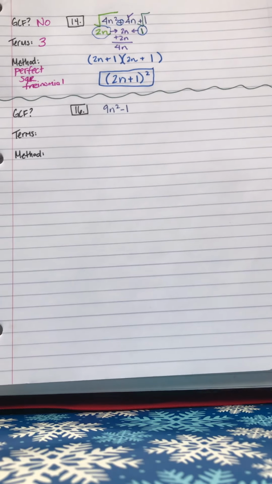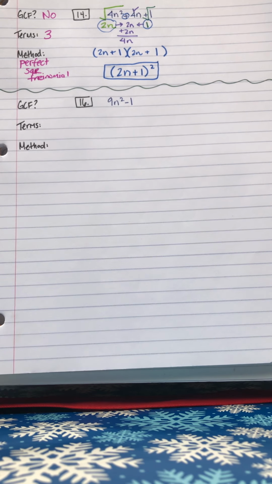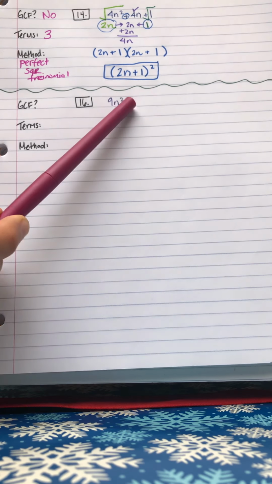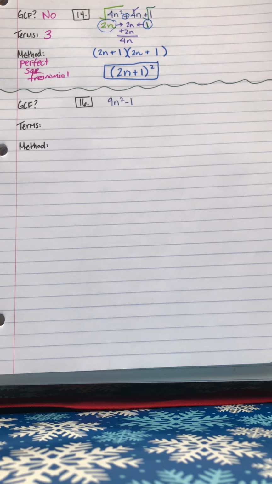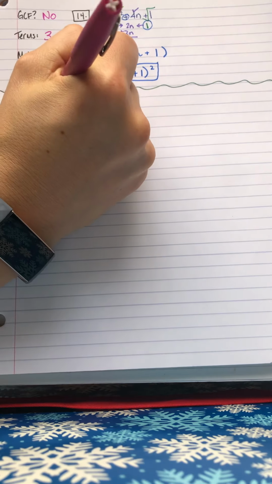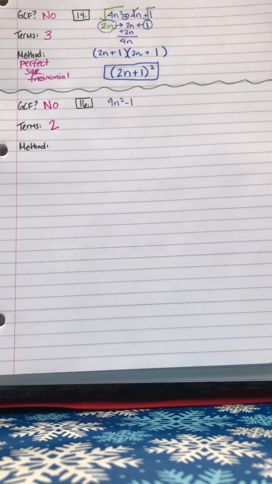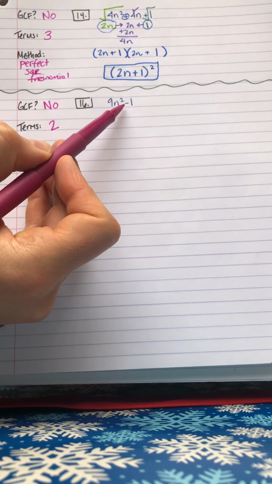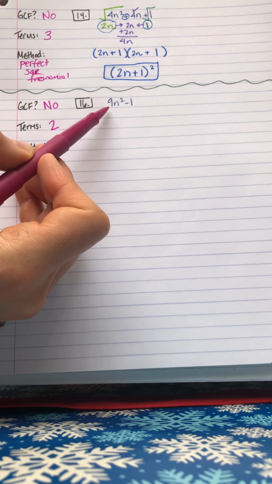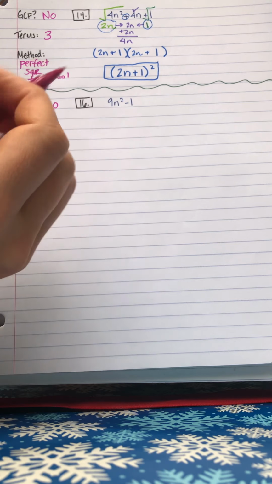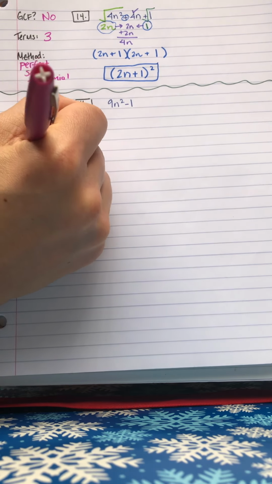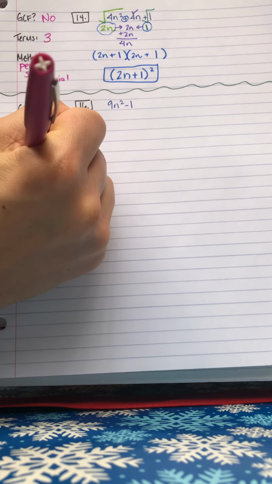All right, our last one, number 16. Is there a GCF? Again, because one of the terms is 1, that usually means no, there is no GCF. How many terms are there? There are 2 terms, which means we ask ourselves, is it a difference of 2 squares? Otherwise, it can't be factored if there was no GCF. So is it a difference? Yes. Are there 2 terms? Yes. Is 9 a perfect square? Yes. Is 1 a perfect square? Yes. So the method here is difference of 2 squares.